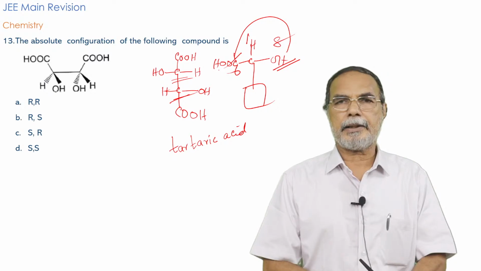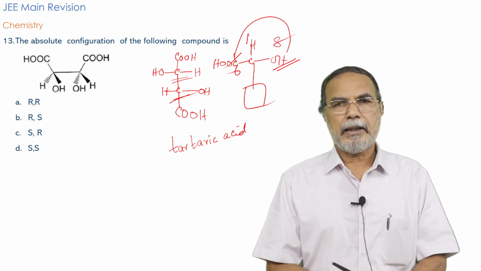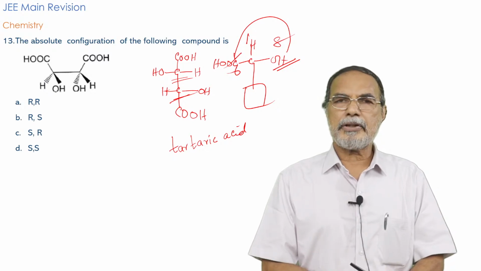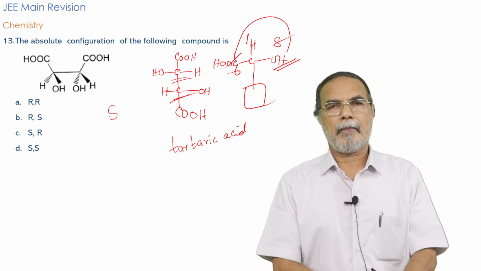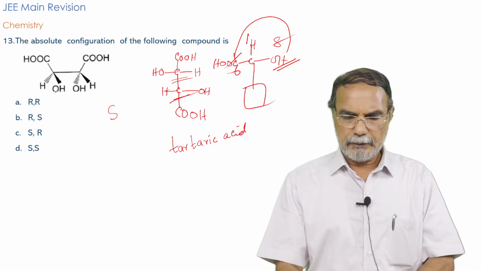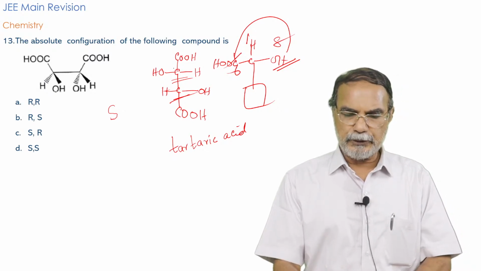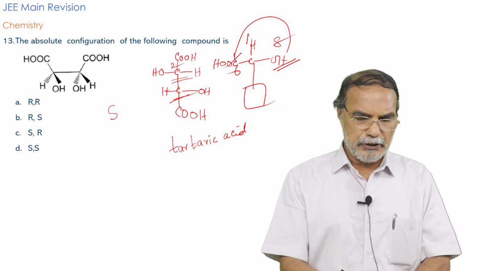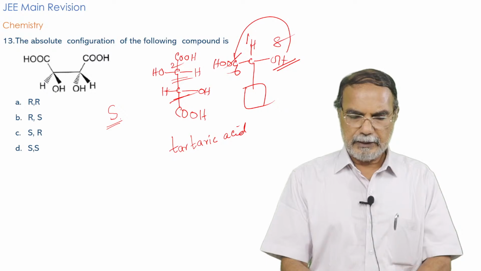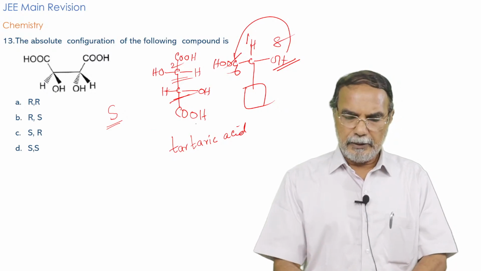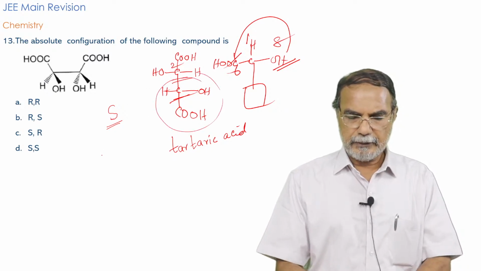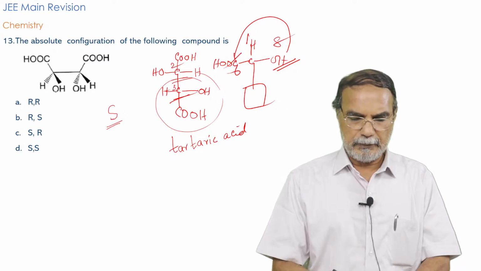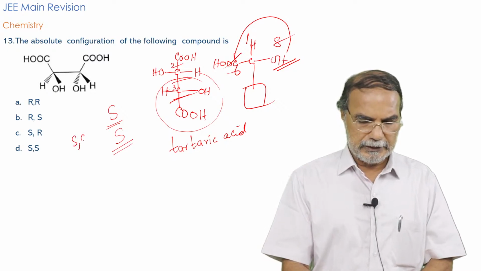And if you take the direction of the priority from the highest priority to the lowest priority, you will see that it is this direction. So this direction means an anti-clockwise direction. An anti-clockwise direction means the absolute configuration is S. So with respect to this carbon, which is carbon number 2, the absolute configuration of the groups is S. And in a similar way, you can also show that the absolute configuration about this unit, or with respect to the third carbon atom, is also S. And therefore, the absolute configuration is put as SS.